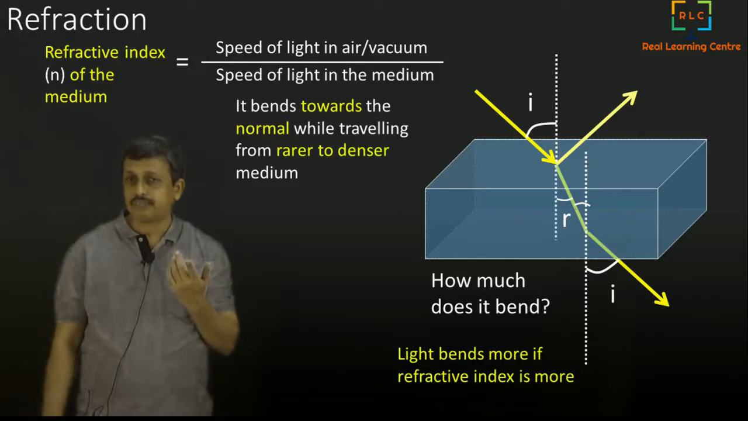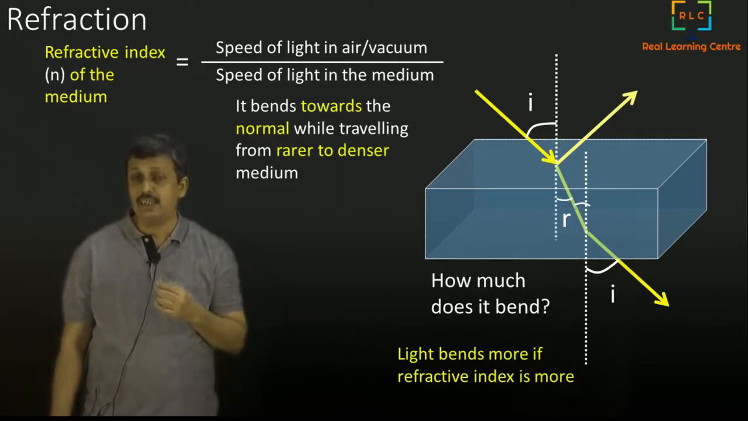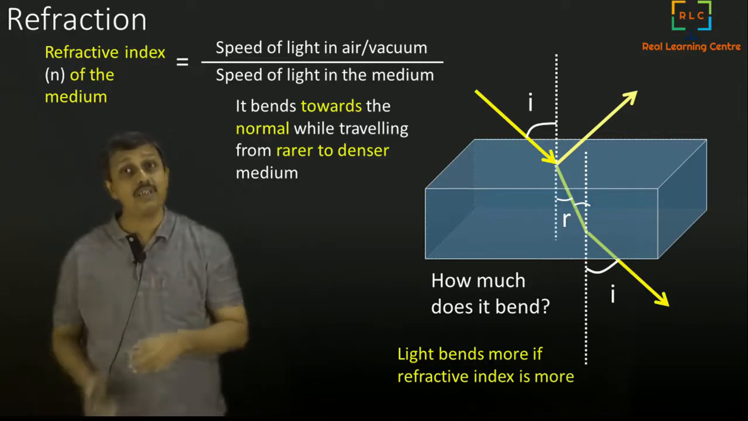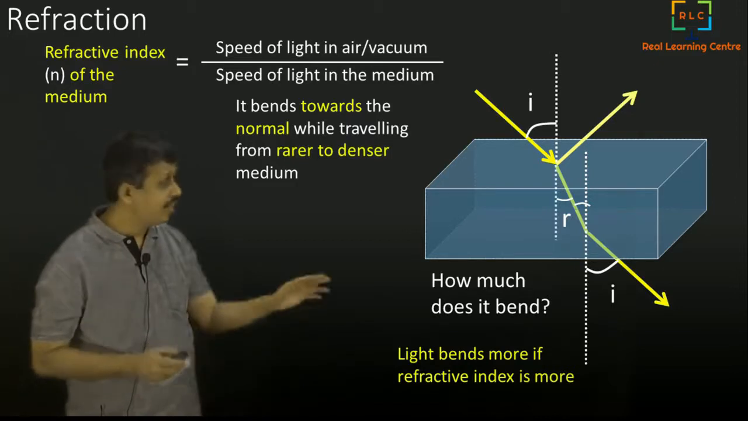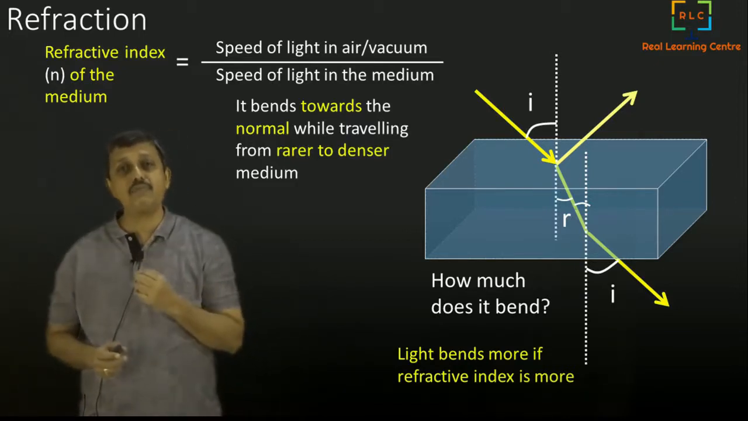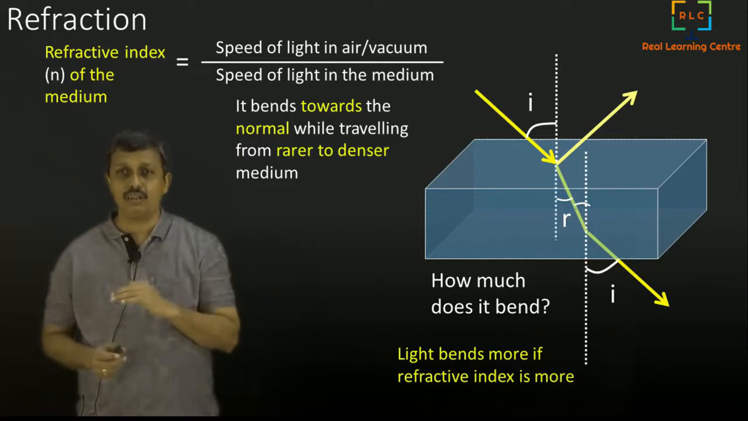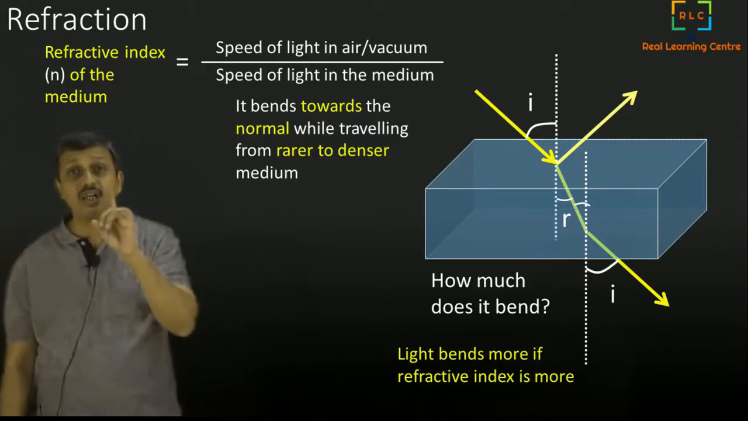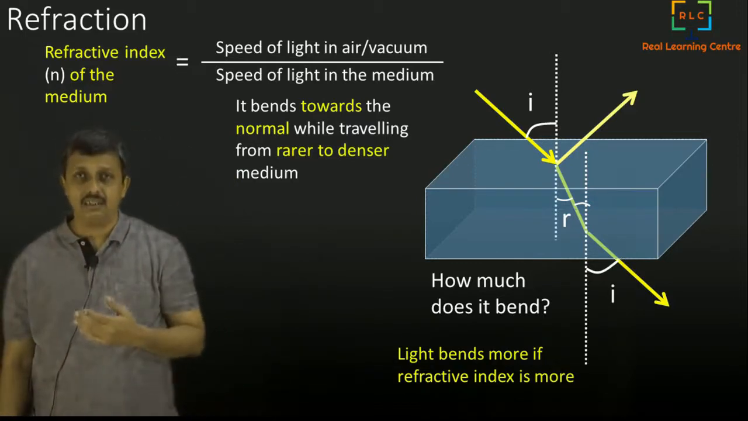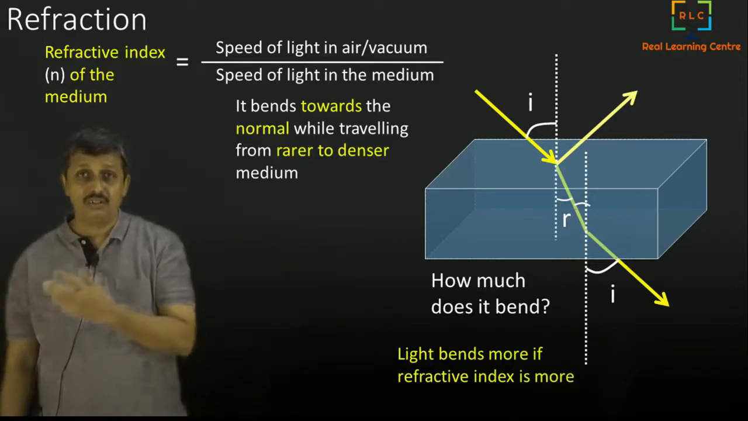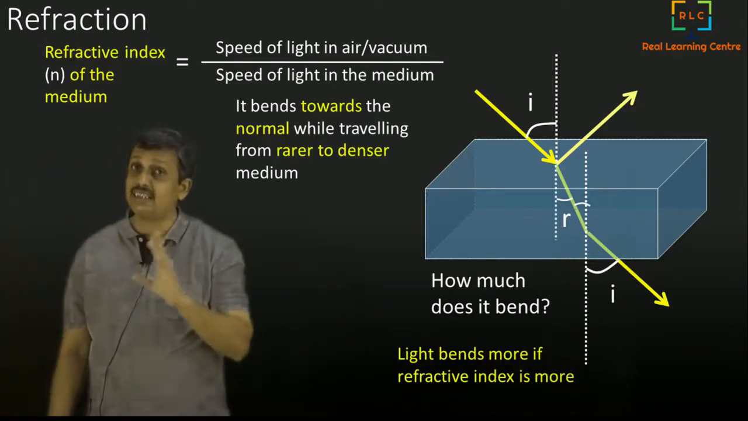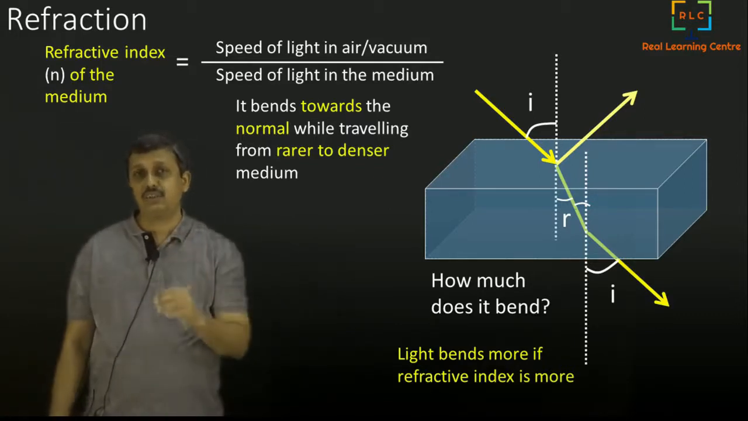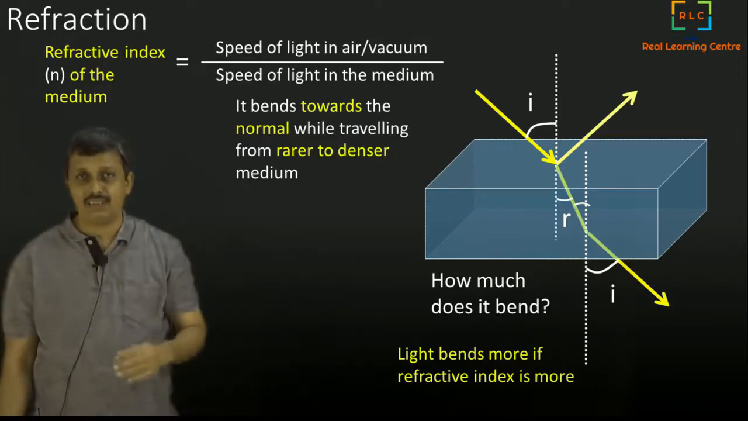And we have also seen that if it goes from what we call a rarer medium to a denser medium. What is a rarer medium? Rarer medium is one in which refractive index is less. Denser medium is one in which refractive index is more. So whenever we use the word rarer and denser medium, okay, please understand that you should not confuse it with the density and mass that we use. Mass is equal to density into volume. That density is different from this density. This is denser for only light.